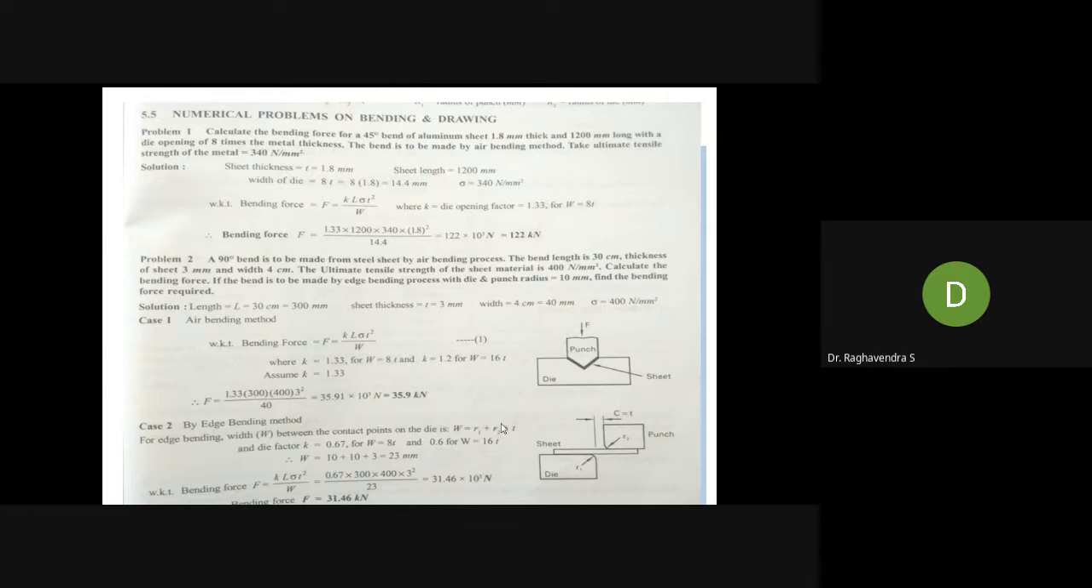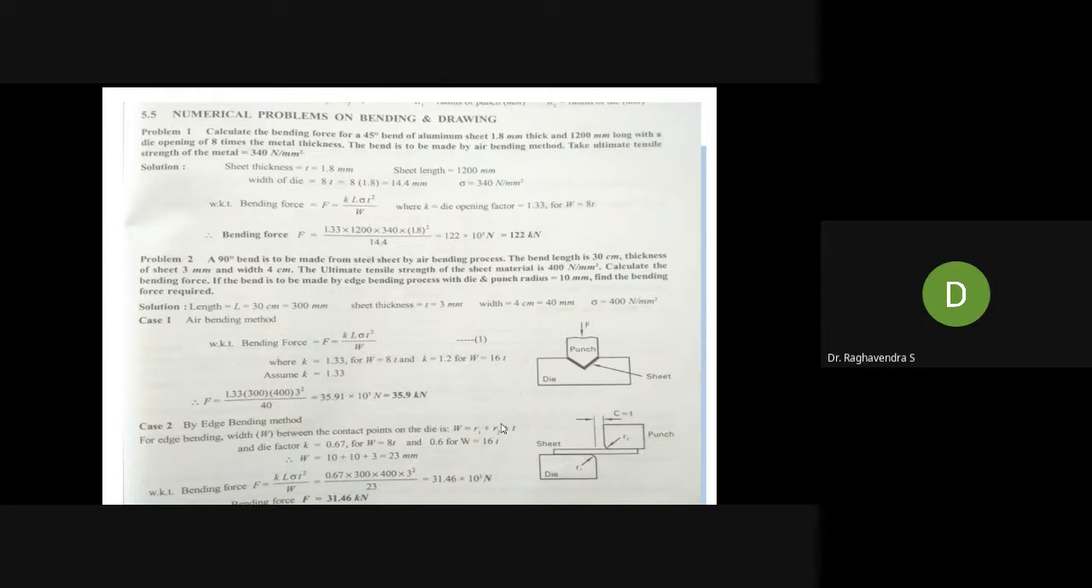Now I will solve this. I'll take this W value as 23 and substitute it in the bending force equation. That is F is equal to K into L into sigma into T square divided by W. K value is equal to 0.67, L is equal to 300, sigma is equal to 400, and thickness T is 3 square, divided by 23. Altogether, that gives 31.46 kilonewton.